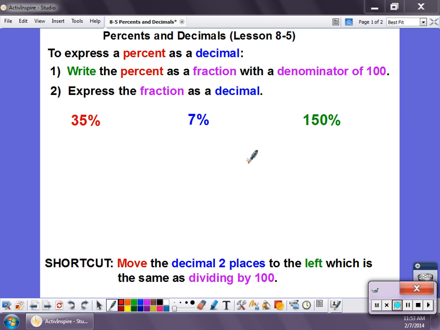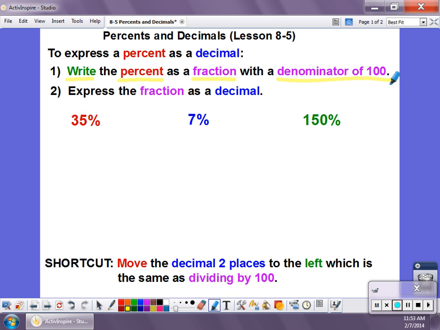There are two ways to change a percent to a decimal. First, I'm going to show you how to do this mathematically, and then I'll show you a shortcut that a lot of people use. Okay? When it comes to writing a percent as a decimal, the first thing we want to do is change that percent to a fraction. And remember, that fraction will have to have a denominator of 100 because a percent is out of 100. So 35% we're going to write as 35 out of 100.